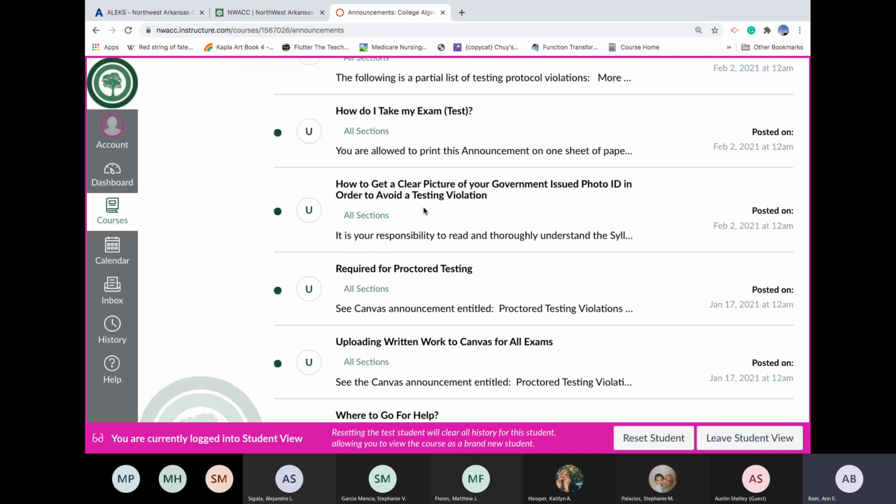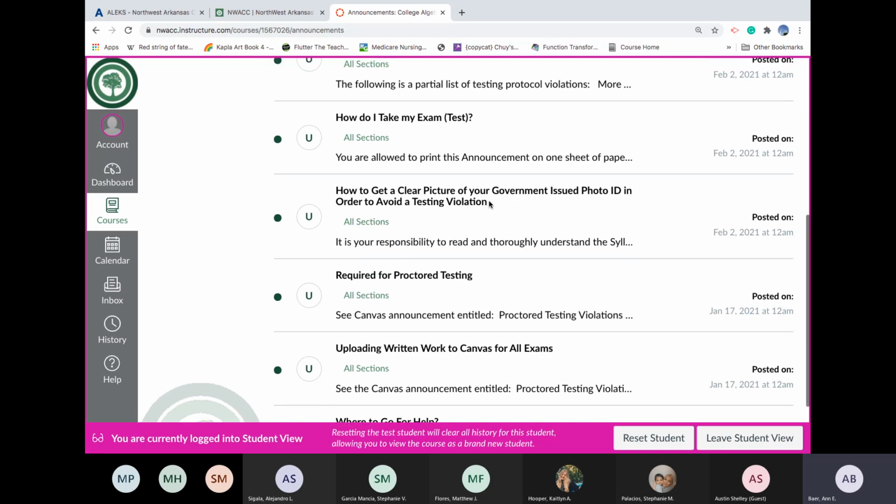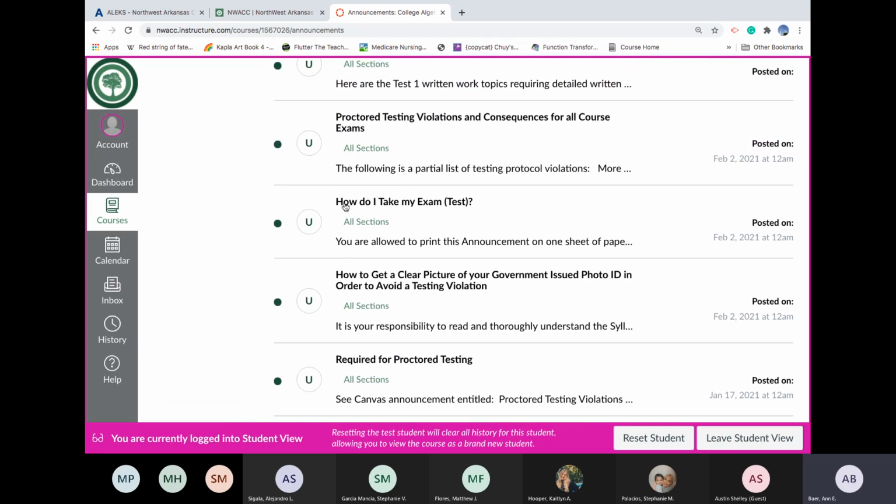That is the most common violation that I give, is not getting a clear picture of your government issued photo ID. Some students don't present a photo ID at all, which is a violation. Some students present it, but it's blurry and I can't read it. So I encourage you to take a look at this announcement before you take the test. And don't forget, you're allowed to have this "How do I take my exam" test. You're allowed to have a copy of that announcement right by your side when you take your actual test. That will lead you through each step of the process.